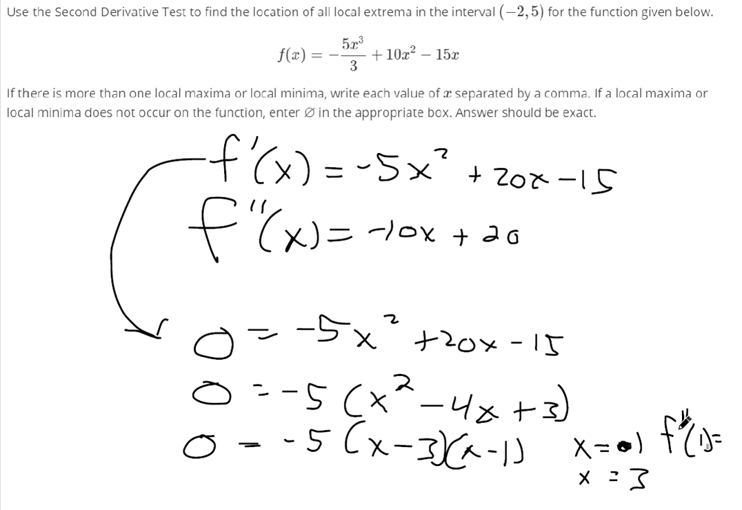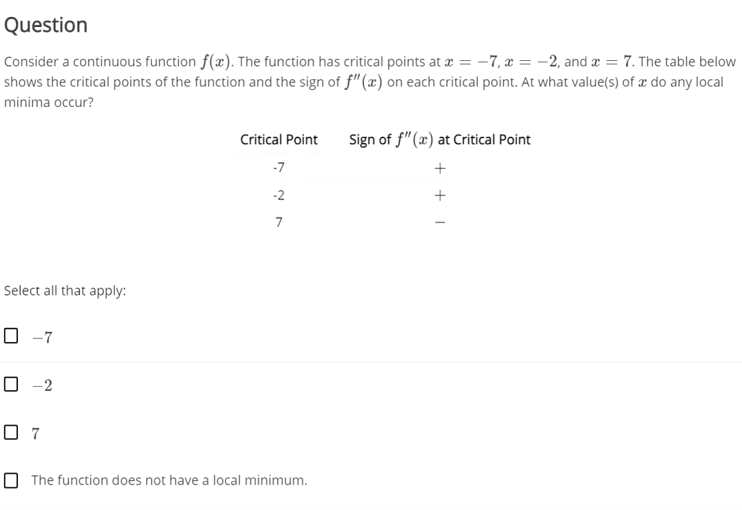So if I plug 1 into the second derivative, negative 10 times 1 is negative 10 plus 20 makes 10. It's a positive 10. So at x equals 1, we have a local minimum, just like in the last problem, because the second derivative is positive. And then do the same thing for 3, but this one's going to be a negative value. So you have a local maximum at x equals 3, a local minimum at x equals 1.